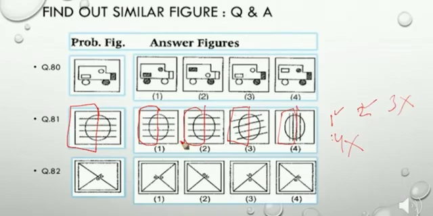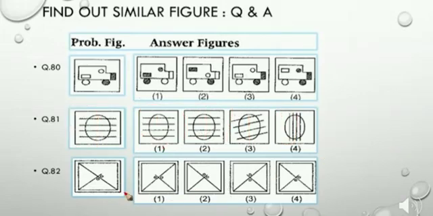Either 1 or 2 is correct. So let's check in 1 and 2 again. In the given problem figure, the first line is there. So let's check. See this circle in option 1 and in option 2. In option 2, this circle is matching, whereas this is kind of an oval shape in case of option 1. So option 1 is ruled out. Option 2 is the correct answer.